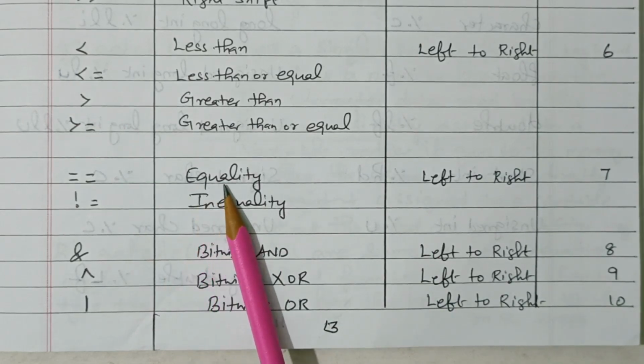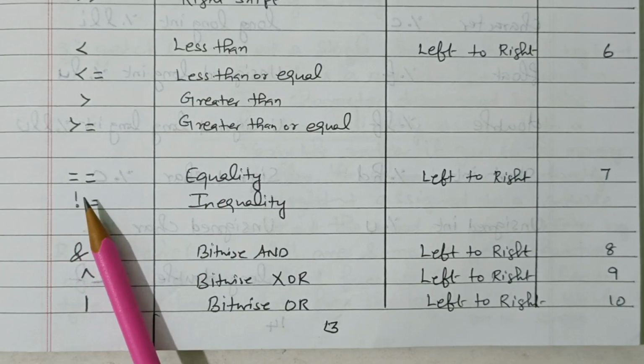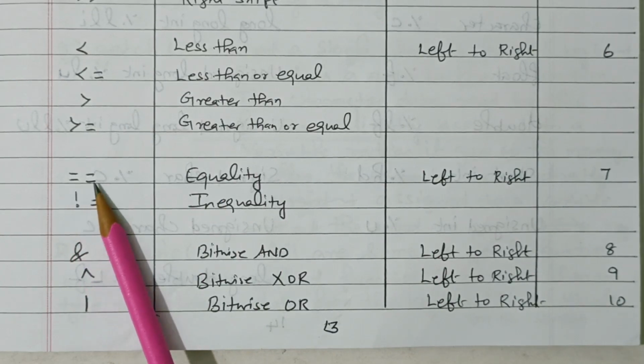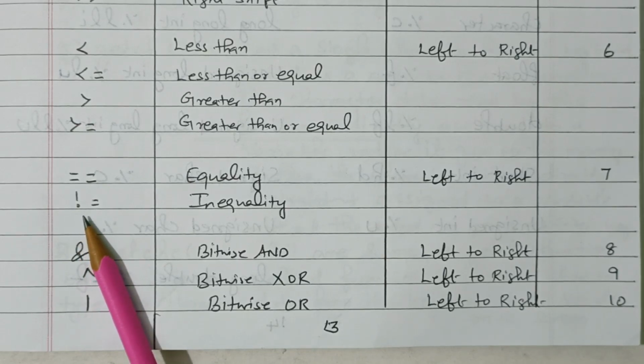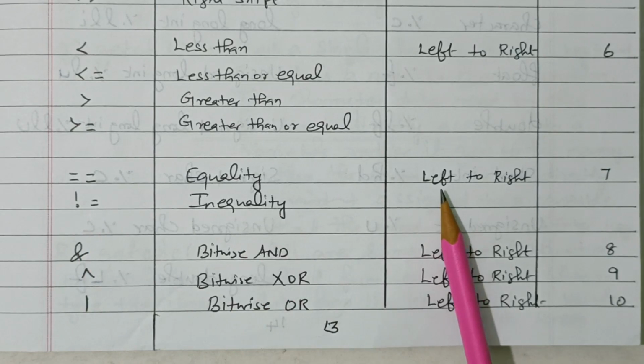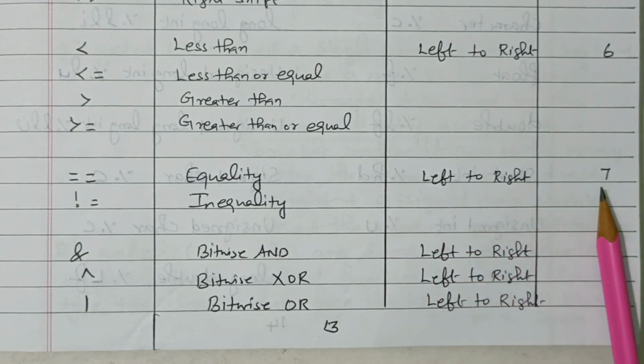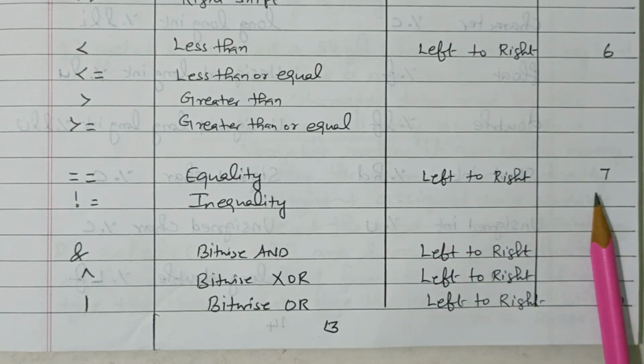Then equality: double equal means it will check whether both the variables are equal. Not equal means it will check whether both the variables are not equal. So it is executed from left to right. The hierarchy position is the seventh one.